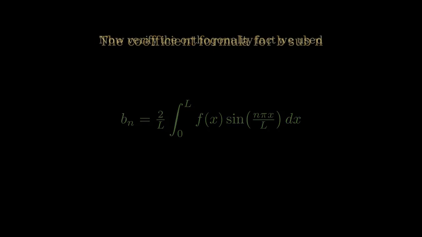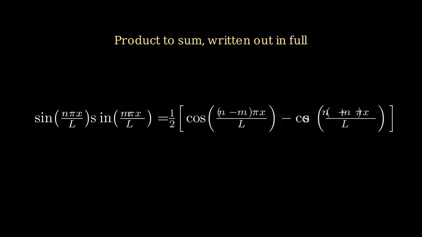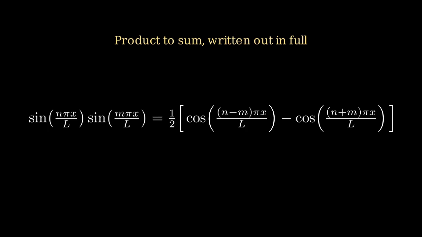Now let us check this by confirming the orthogonality fact we relied on. Take n not equal to m and use the product to sum identity, which turns the product of two sines into a difference of two cosines. In words, sine of n pi x over L times sine of m pi x over L equals 1/2 times the quantity cosine of the quantity n minus m times pi x over L minus cosine of the quantity n plus m times pi x over L.